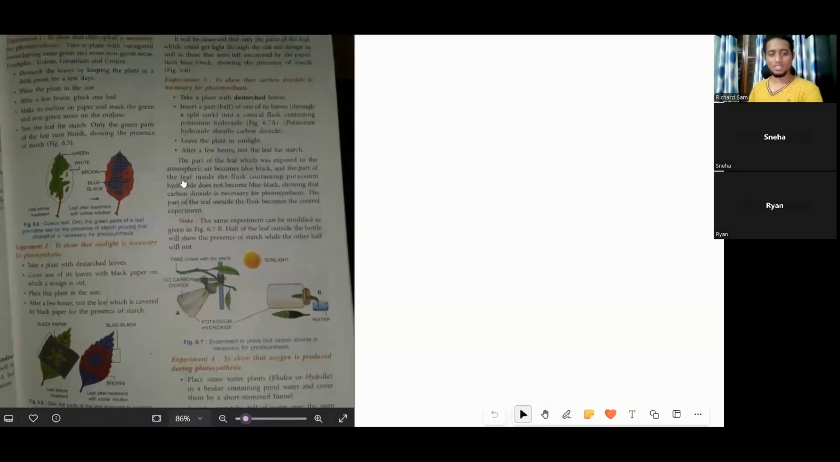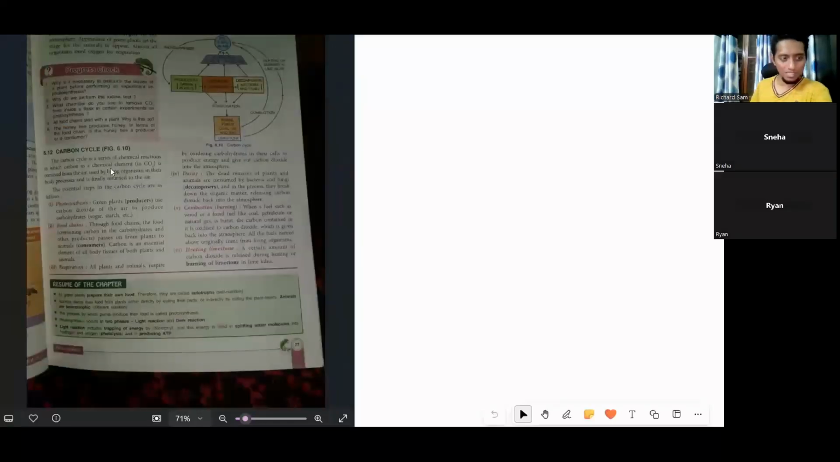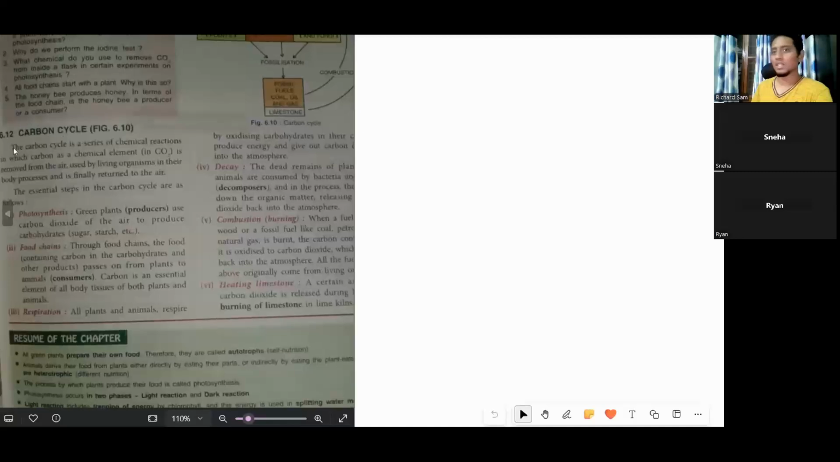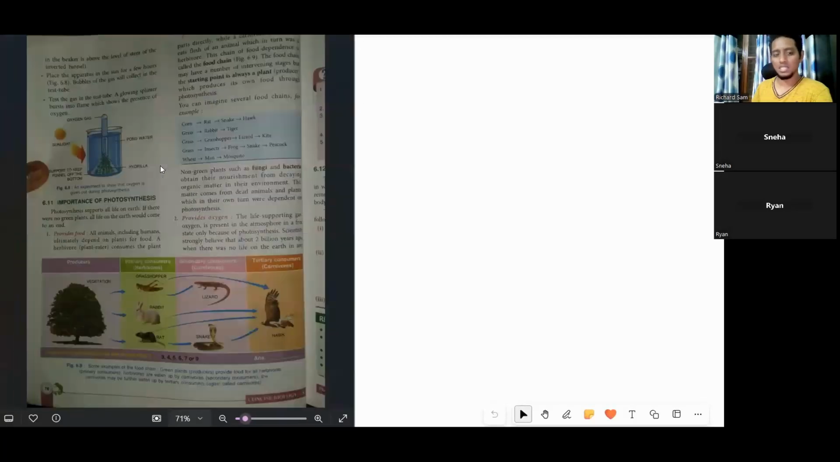Please study this much, and just a few more experiments are there. And there is one small topic at the end. What is that? Carbon cycle. Okay, we'll see that. All right.